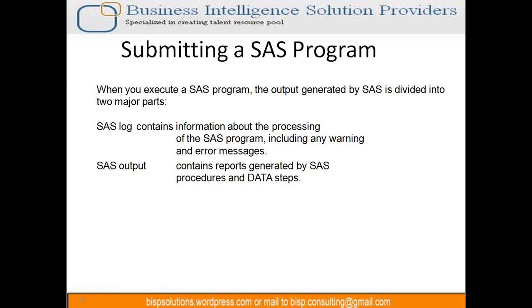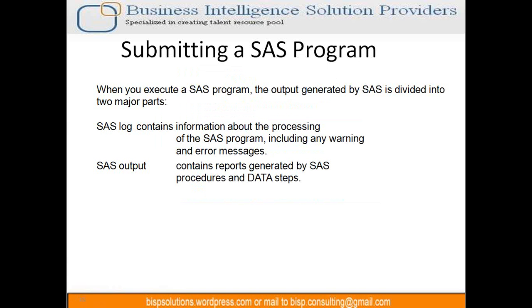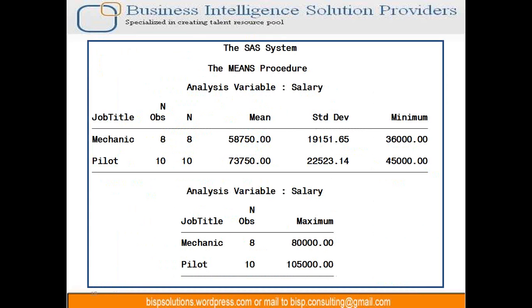And once I submit any SAS program, we always come across the SAS log as well as the output. In the SAS log, as I told you, we can see all notes, errors, or warnings, which we can track in our log window. Whereas in the output window, we can see all kinds of reports which we have executed. These are a typical log, and a typical output, and the main procedures that we see in our output window.